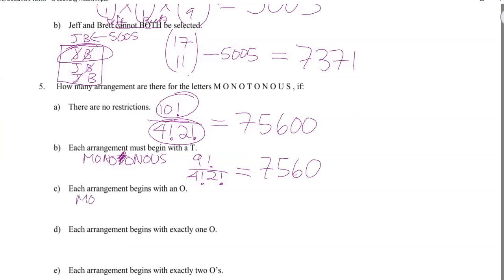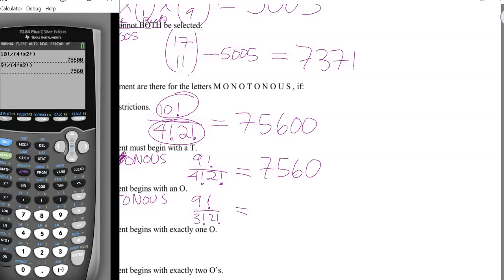Each arrangement must begin with an O. Same thing. Take that out. So 9 letters left, but there are now only 3 O's, and we still have our 2 N's. So all we need to do is change the 4 to a 3. So we'll bring that back down, and that's 30,240.